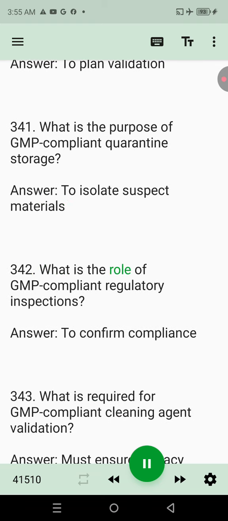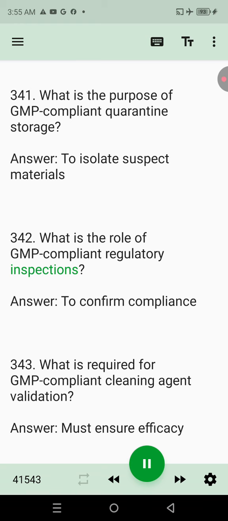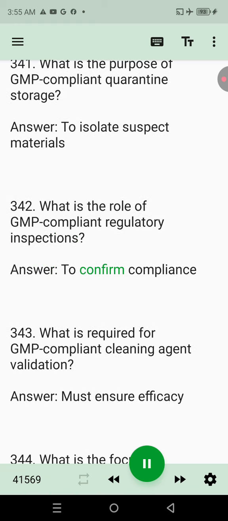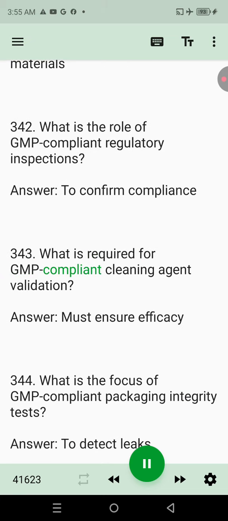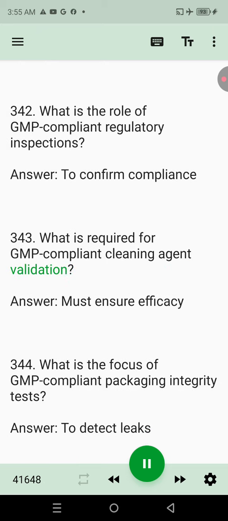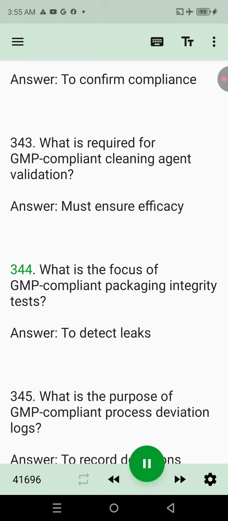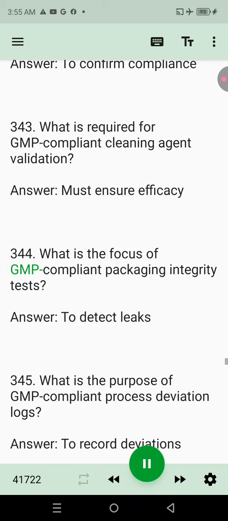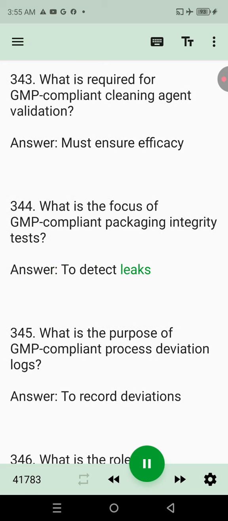342. What is the role of GMP-compliant regulatory inspections? Answer: to confirm compliance. 343. What is required for GMP-compliant cleaning agent validation? Answer: must ensure efficacy. 344. What is the focus of GMP-compliant packaging integrity tests? Answer: to detect leaks.